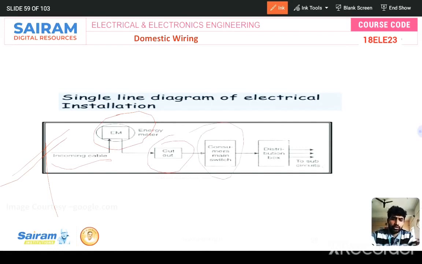And the consumer main board. For example, I can say our college, Sri Sai Ram College of Engineering. At the backside we have a generator block, and there everything is controlled, I mean, control over our whole college, like the hostel, mechanical department, other laboratories and cafeteria. There we have a consumer main switch. If that switch is closed, definitely there is no power supply throughout our college. And the consumer main board will be there.